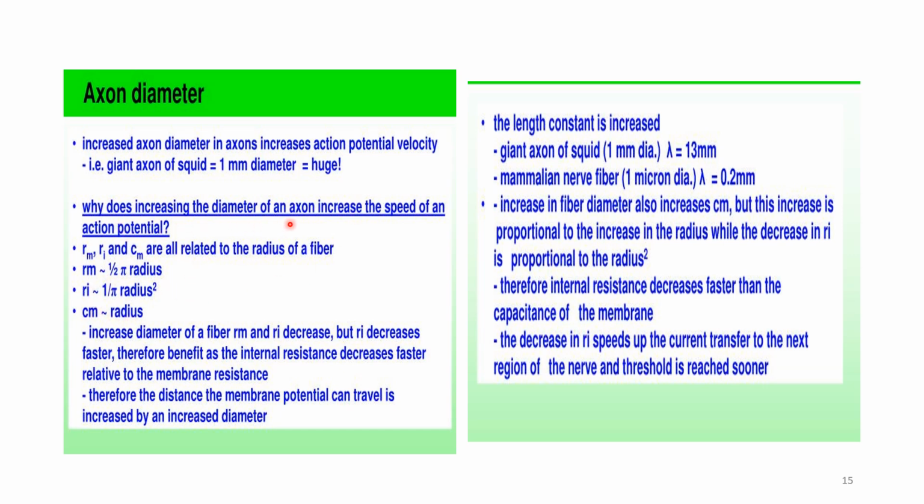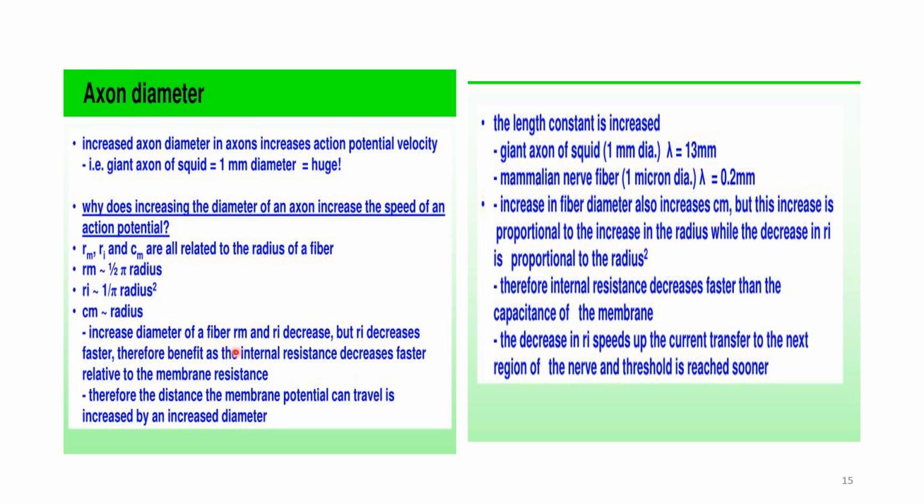Why does an increase in the diameter of the axon lead to an increase in the speed of conduction? Here you see Rm, Ri and Cm are all related to the radius of the fiber. Rm, that is resistance of the membrane, is related to 1 by 2 pi into radius. Ri, that is internal resistance, is related to 1 by pi into square of the radius. Cm, that is capacitance of the membrane, depends upon the radius.